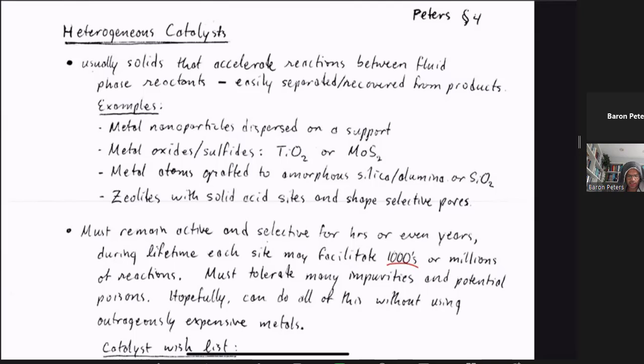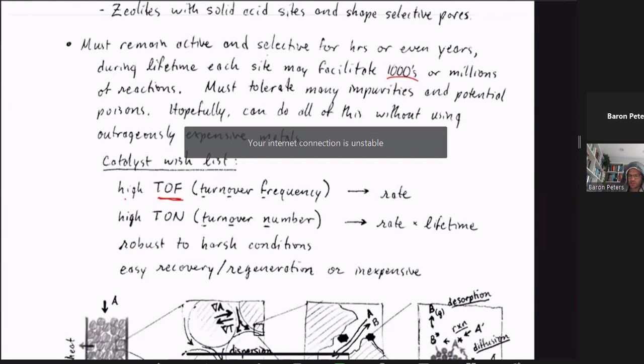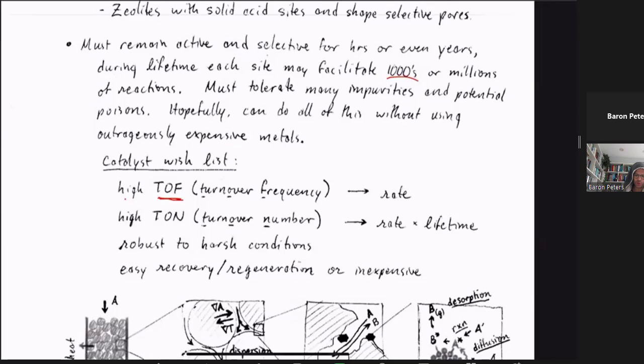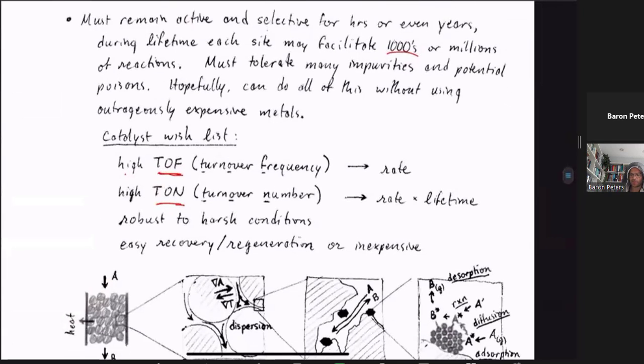Okay, so our catalyst wish list is that we want a high turnover frequency. Turnover frequency is this acronym here, and that's really a measure of the rate. It's the rate normalized by the number of sites. We want a high turnover number, which is the turnover frequency multiplied by the lifetime. So this is going to tell you how many times the catalytic cycle occurs at each site before the catalyst typically loses its activity. We want a catalyst that's robust to harsh conditions, and we want to be able to easily recover and regenerate our catalyst so that we don't waste expensive metals. Ideally, we would like to not use expensive metals at all.